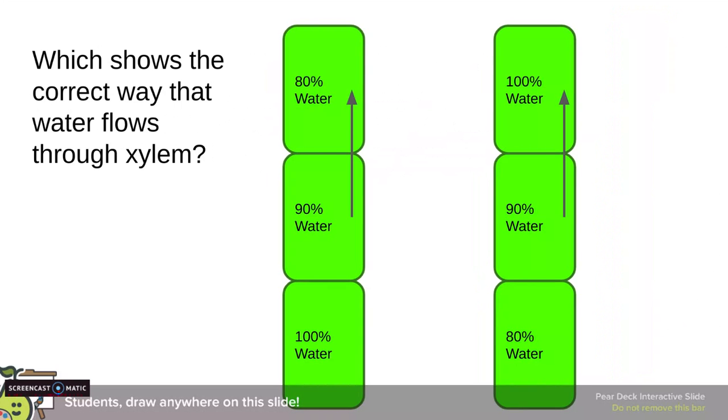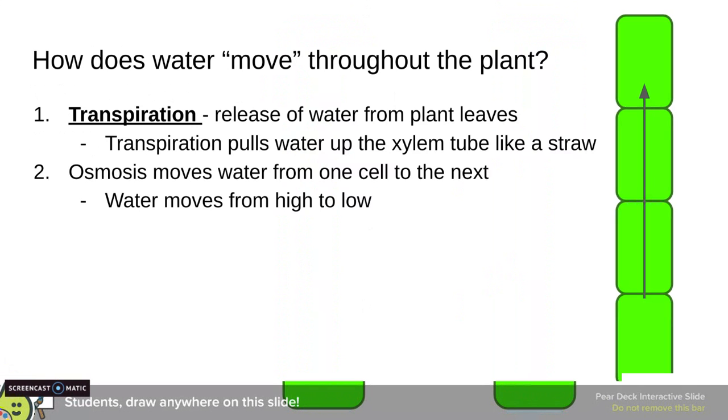So, which way shows the correct way that water flows through the xylem? Left picture or right picture? You should have said the left picture because it's going from high to low. Okay, so water is going to move into this cell, then it's going to move into this cell. So high to low.